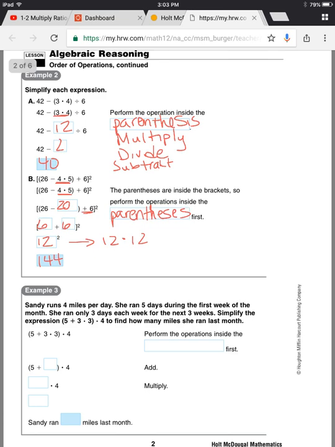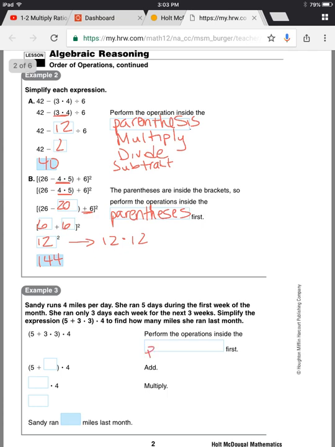Sandy runs 4 miles per day. She ran 5 days during the first week of the month, and then she only ran 3 days each week for the next 3 weeks. Simplify the expression 5 plus 3 times 4 to find out how many miles she ran last month. This one's nice because you don't actually have to set up the problem. They give you the story problem but tell you the problem in it.